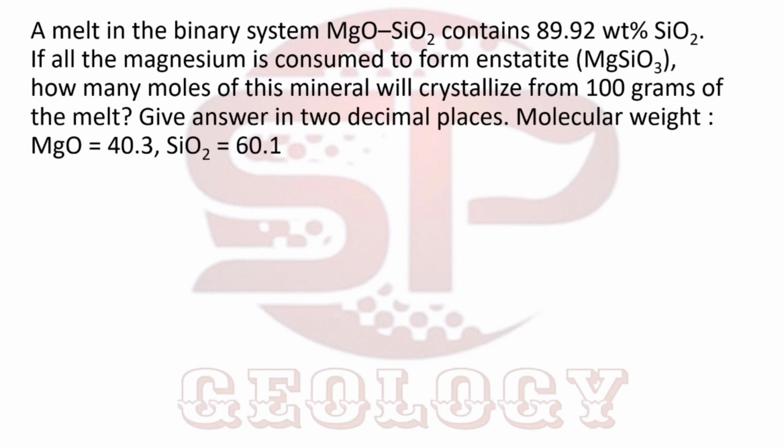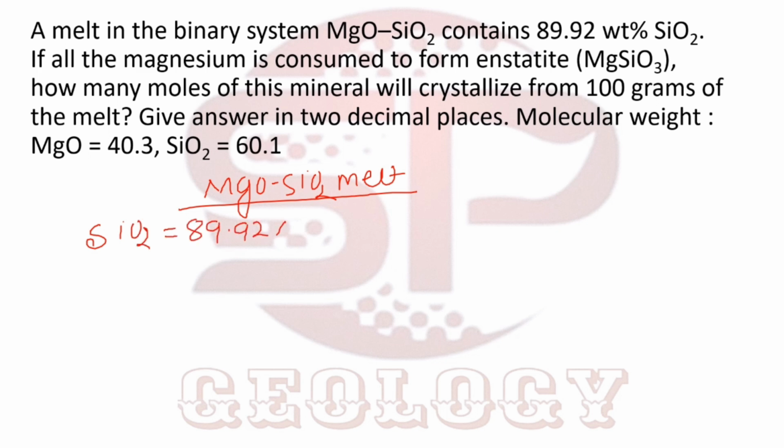The melt in a binary system, MgO-SiO2, contains 89.92 weight percent of SiO2. So we have a melt in a binary system, MgO-SiO2 melt, which contains SiO2 89.92%. If SiO2 is 89.92%, then MgO will be 10.08%. So if all the magnesium is consumed to form enstatite.